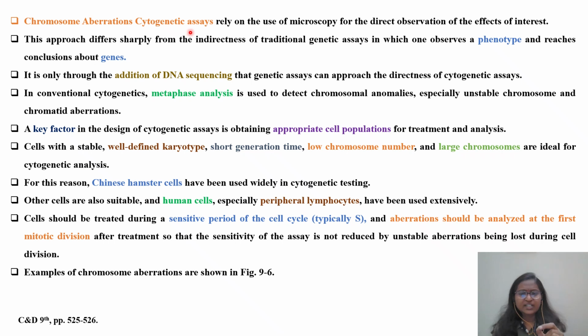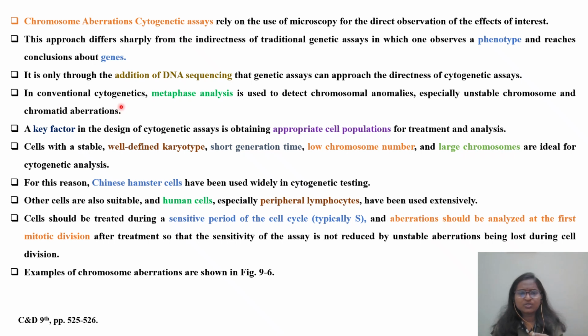Chromosomal aberration cytogenetic assay relies on the use of microscopy for the direct observation of the effects of interest. This approach differs sharply from the indirectness of traditional genetic assays, in which one observes a phenotype and reaches conclusions about the genes. Here, unlike the previous traditional methods, we are directly looking at the effect of interest. It is only through the addition of DNA sequencing that genetic assays can approach the directness of this cytogenetic assay.